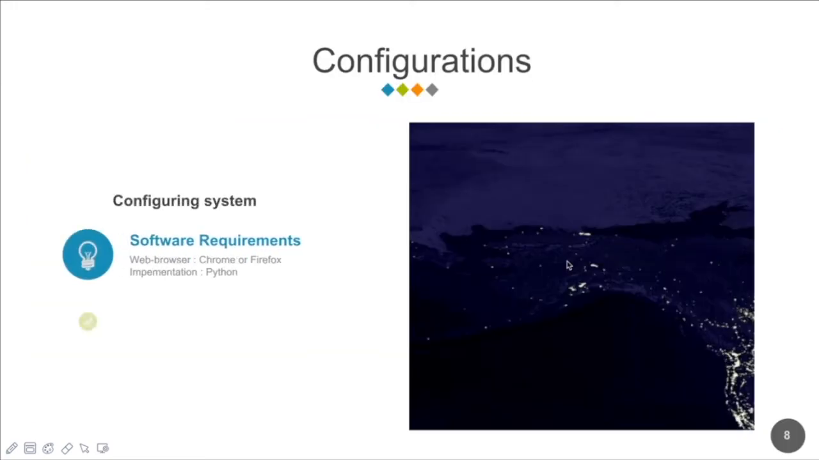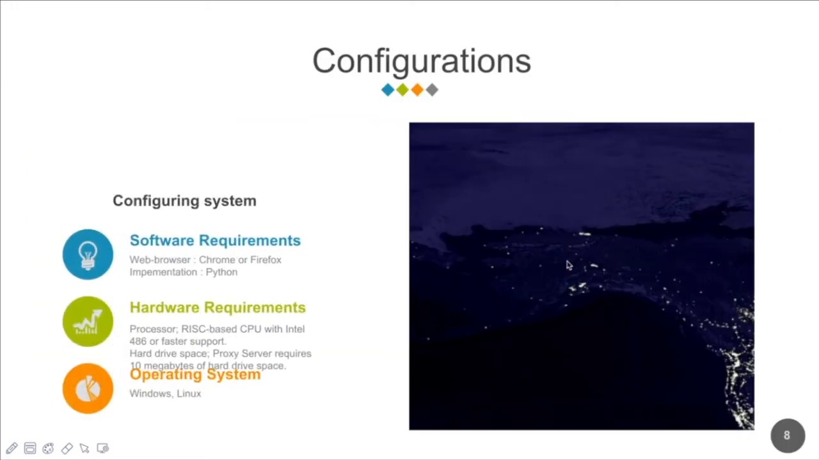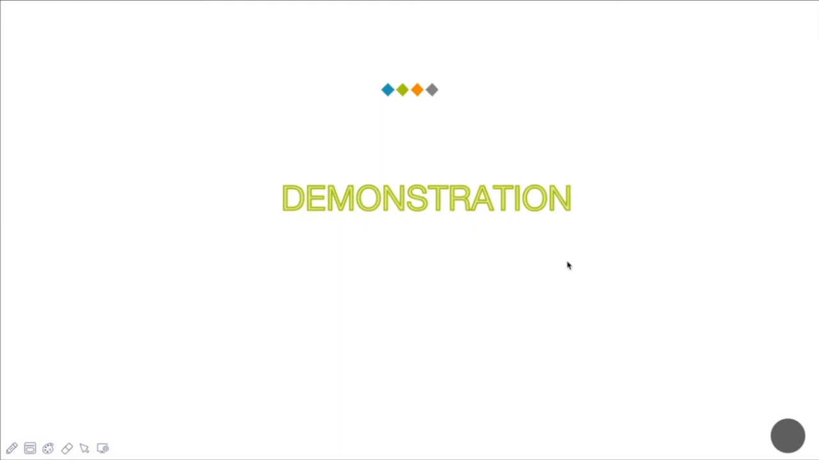Coming to the configurations needed to run this proxy, it is basic and can be done with basic requirements. We used a Chrome web browser in a Windows operating system. You can also use it in Linux as well, and we use Python to implement this. And now let us proceed to the demonstration of our proxy.